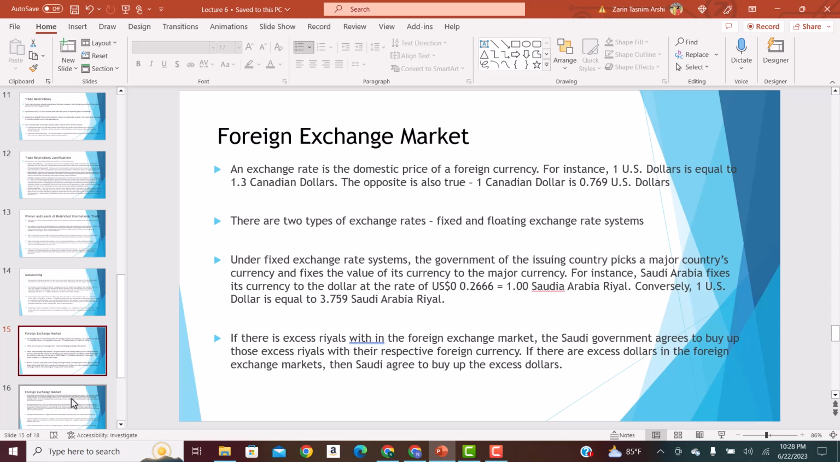Now, if there are excess riyals in the foreign exchange market, the Saudi government will agree to buy up the excess riyals with their foreign currency. Or if there is excess dollar in the foreign exchange market, then the Saudis agree to buy up the excess dollars. That way, they balance the fixed exchange rate system.